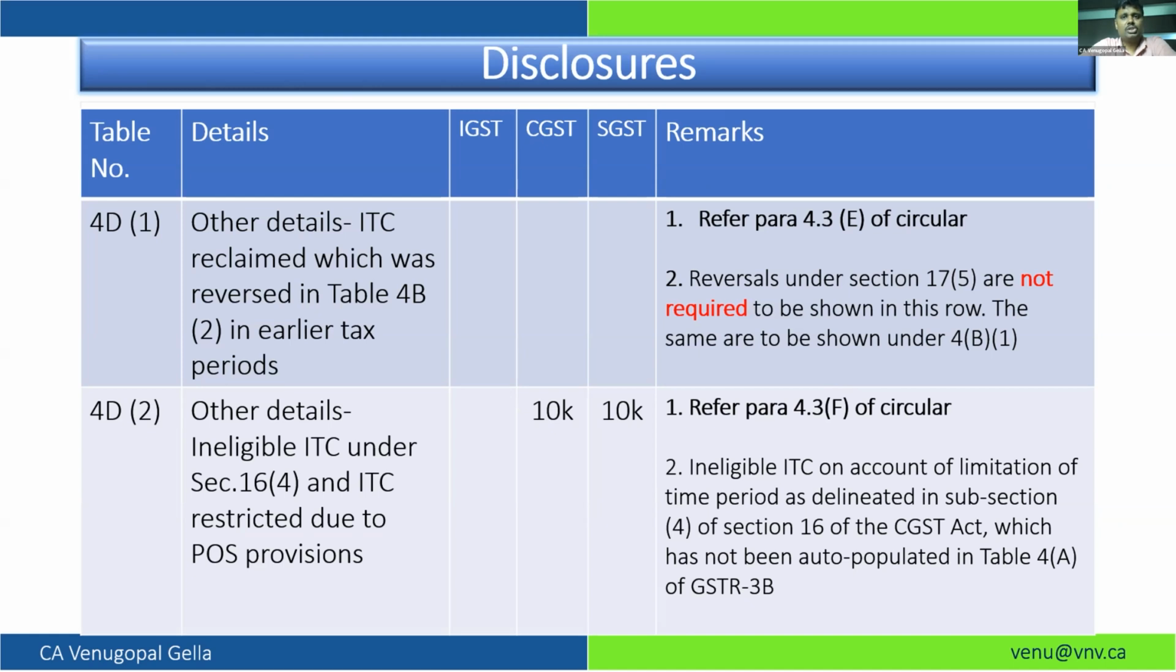Second, they have also mentioned there are credits where the supplier has filed it late. Those credits which were not auto-populated in 4A5 will be auto-populated in 4D2. So these are the main changes in the input tax credit related which have come up.